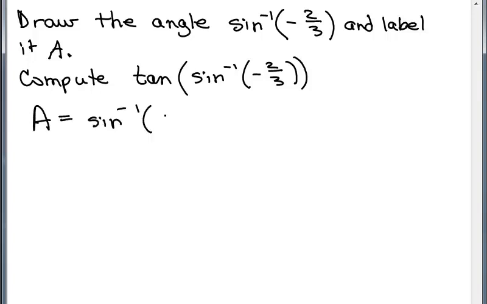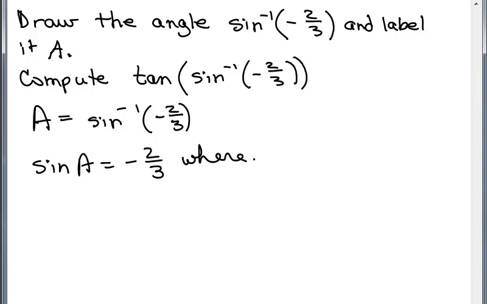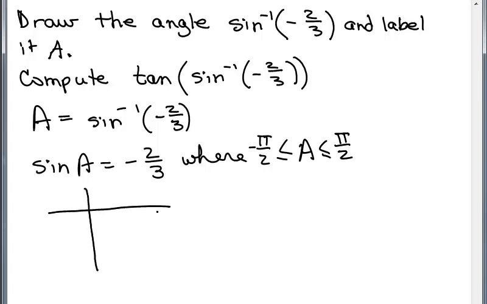That we're going to call the arc sine of negative 2/3. And so remember that means that the sine of A is negative 2/3, where A is in between negative pi over 2 and pi over 2. So we've got to make sure we draw an angle in the right place. That's going to be a negative angle because it's going to be in quadrant 4 down here.